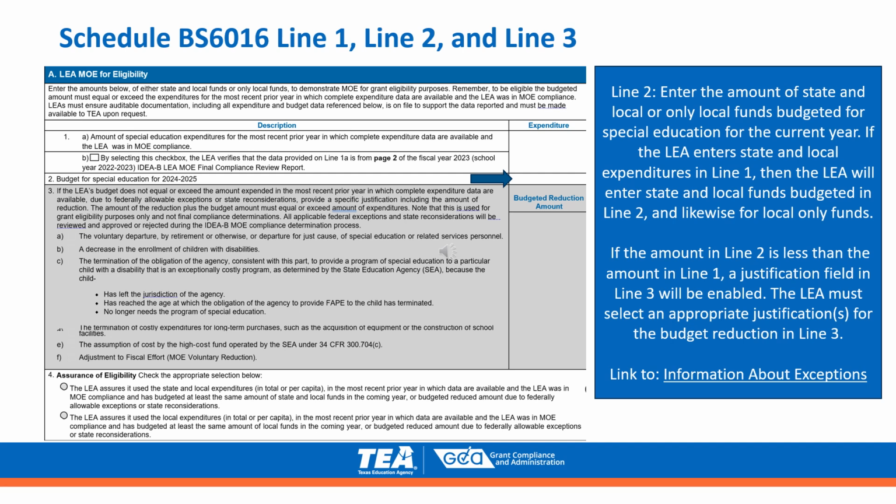In the event that what you're reporting for the current school year is less than what you've reported for the most recent prior year, then the third section of the schedule will be enabled. This is where you would choose an allowable exception as to why the amount you're reporting for the current school year is less than what you reported for the most recent prior year. There is an active link here to the IDB LEA MOE webpage, where it gives in-depth instructions and information about the allowable exceptions that you can choose as justification as to why the current school year's expenditure amount is less than what's being reported for the most recent prior year.